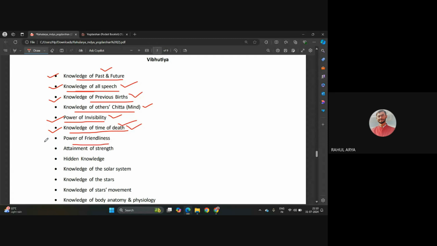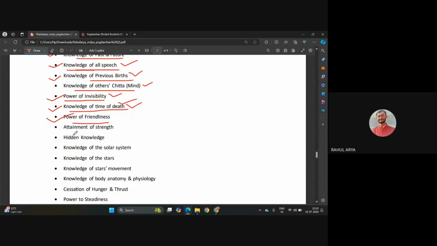Power of friendliness: everyone he can make his friend. Unlimited strength like elephants, as Bali had this kind of power. Shalya in the Mahabharata had this power: whoever came in front of him would lose half their strength. That power. Hidden knowledge, the yogi is able to know.